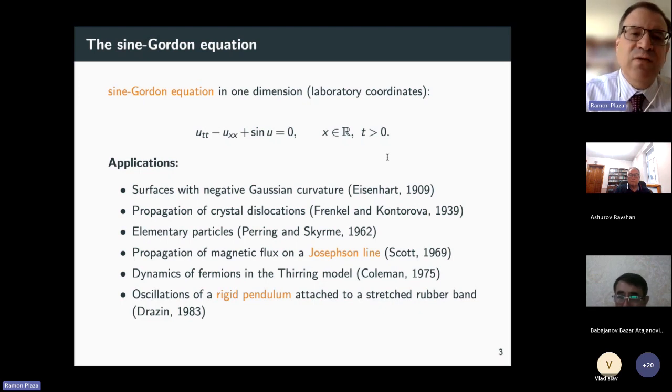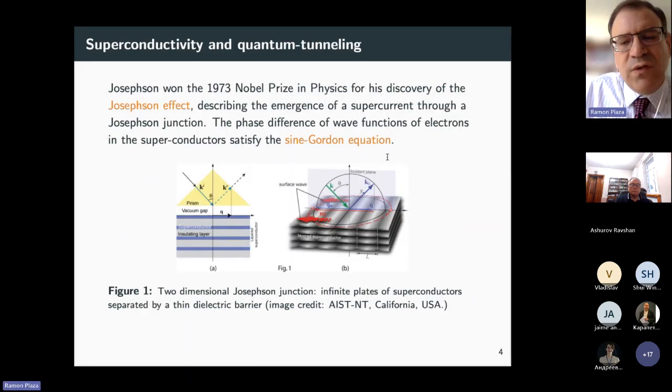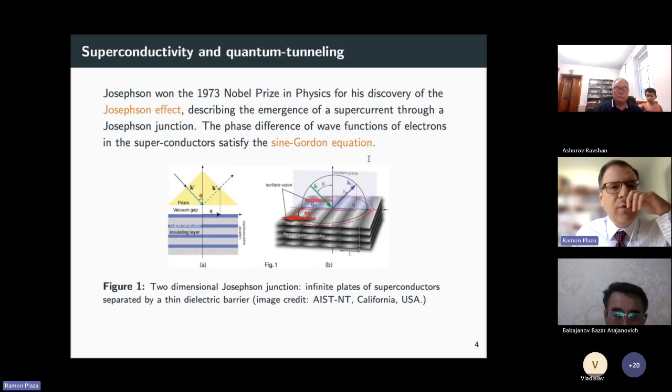For example, in propagation of crystal dislocations, elementary particles, dynamics of fermions in the Thirring model, in oscillations of a rigid pendulum, which is from elasticity theory, and in particular, in the propagation of a magnetic flux on a Josephson line, which is the application that we had primarily in mind in our study. So this is a model in superconductivity. Josephson won the Nobel Prize in physics in 1973 for his discovery of the Josephson effect.